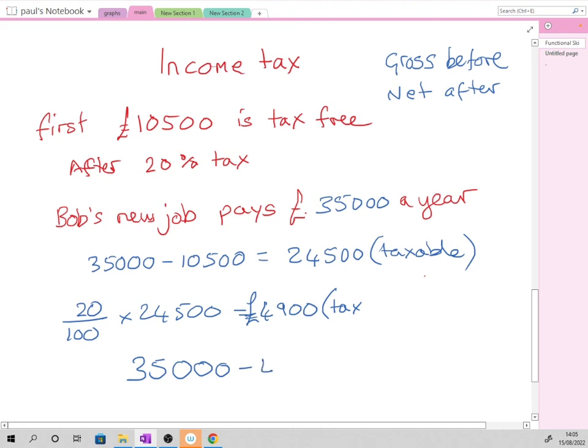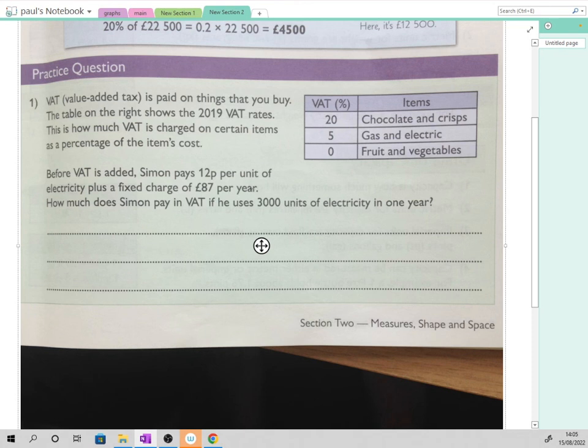Yeah, so let's take away the tax, 4900. So 35,000 take away that leaves you £30,100. Okay? So once you get to the 10,500 mark, you lose 20% of everything in tax. Let's have a look at some income tax questions. Oh, we've only got one to play with, yeah? Right.